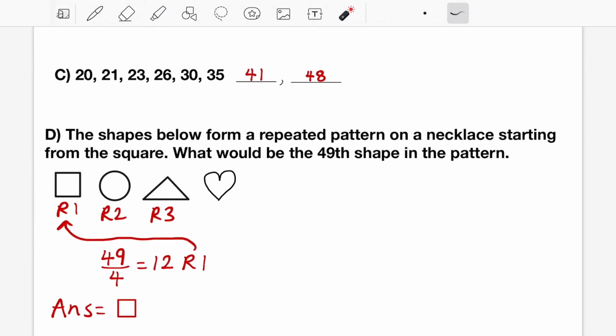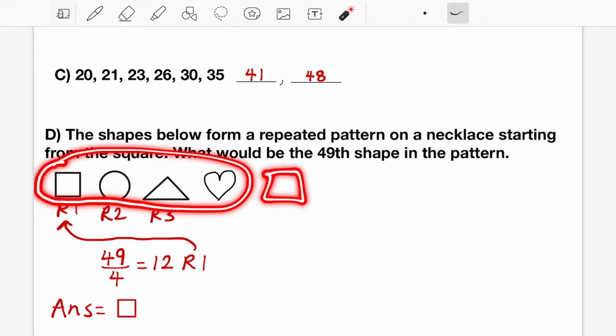Number 7. We have a core pattern. So we have these shapes repeating over and over.